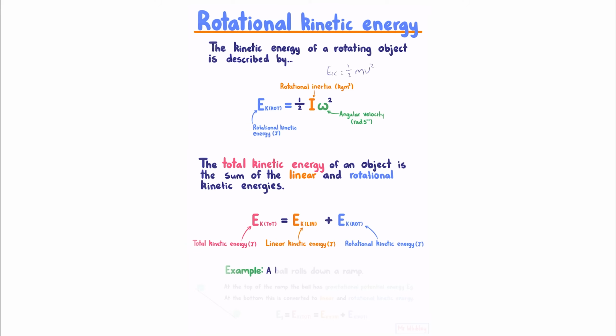For example, a ball rolls down a ramp. At the top of the ramp, the ball has gravitational potential energy Eg. At the bottom, this is converted to linear and rotational kinetic energy. And so our gravitational potential energy is converted to our total kinetic energy, which is the sum of our linear and rotational kinetic energies.